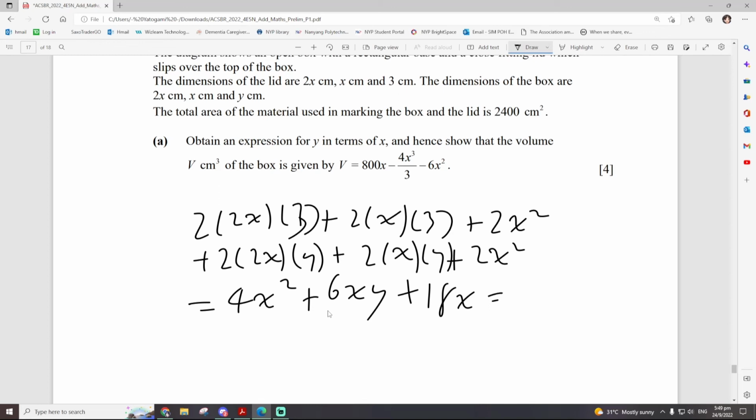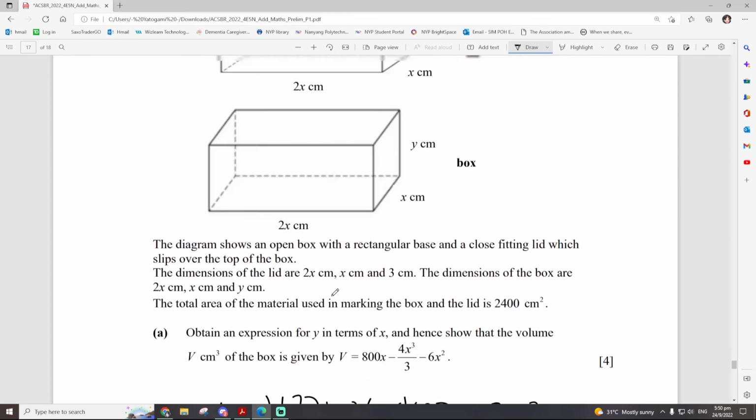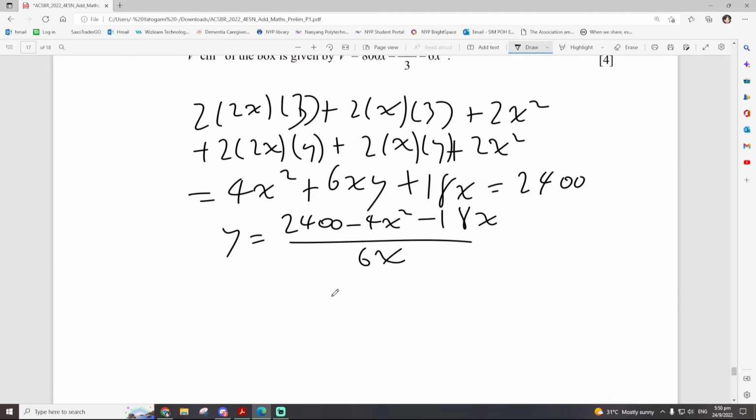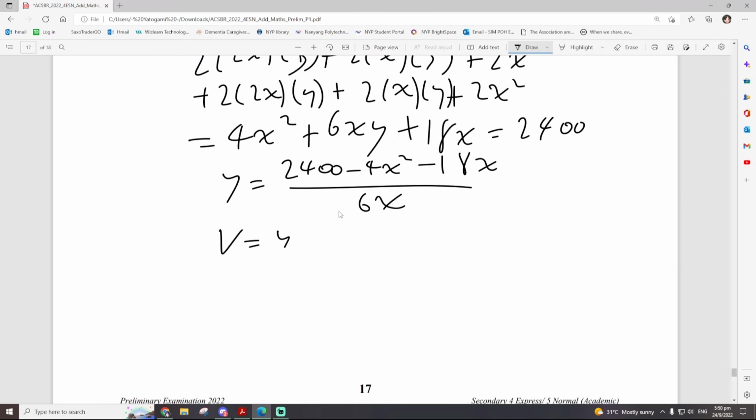So that is 2,400. Okay. So therefore y is actually 2,400 minus 4x squared minus 18x divided by 6x. The volume of the box is V equals to, you will see that's actually y times x times 2x, which is 2x squared.